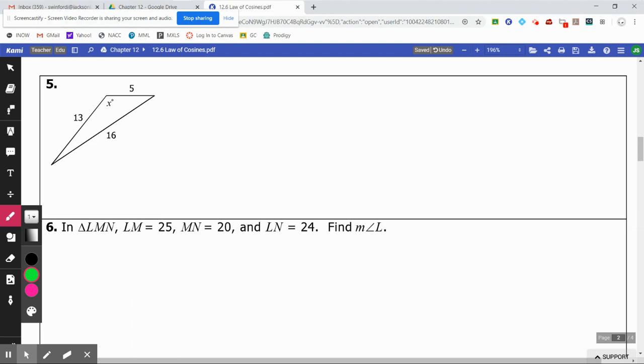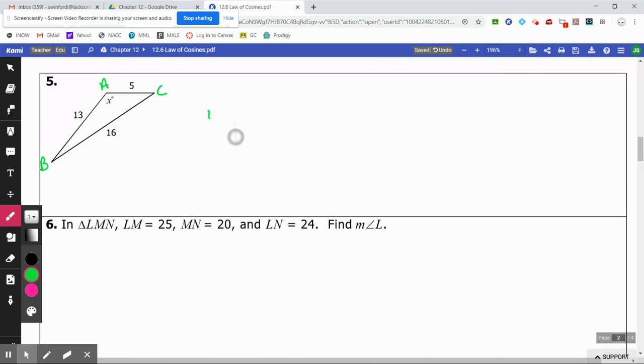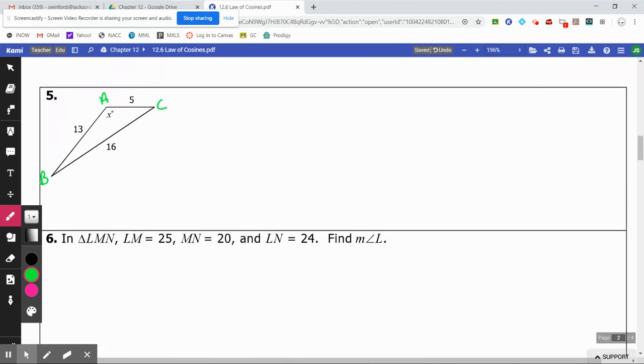So here will be my A value on my next one, and it doesn't matter which one B and C are, but we have A squared. So I have 16 squared equals B squared, which is 5 squared, plus C squared, which is 13 squared, minus 2 times, and I always remember the numbers that come next to this 2 are these two numbers. So 2 times 5 times 13, that's how I remember the formula, times the cosine of your angle, which is x.